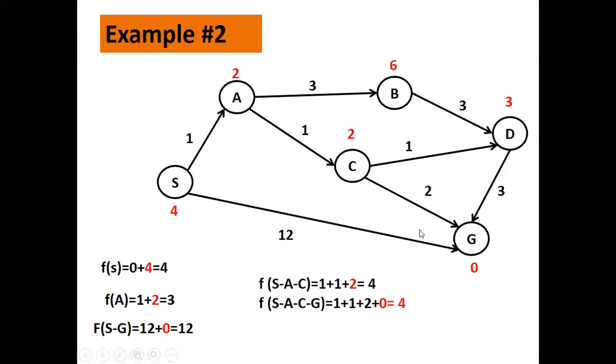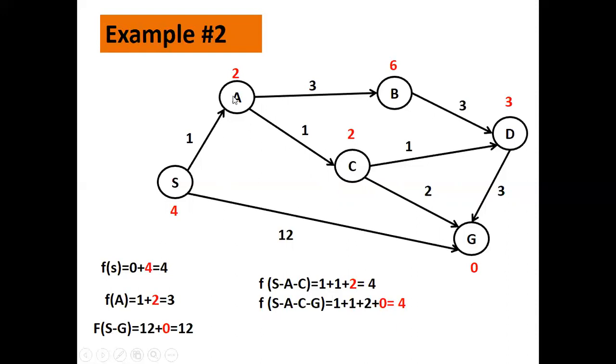Now from S to G, if you want to reach directly, there is a path from the start node to the goal node. Then it is 12. The actual cost from S to G is 12, and the estimated cost at the goal state itself is 0. So the total cost to reach from the start state to the goal state is 12 here.